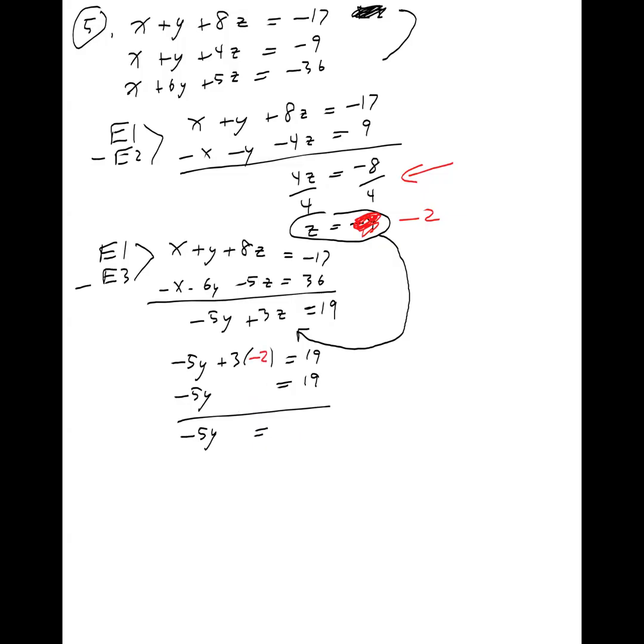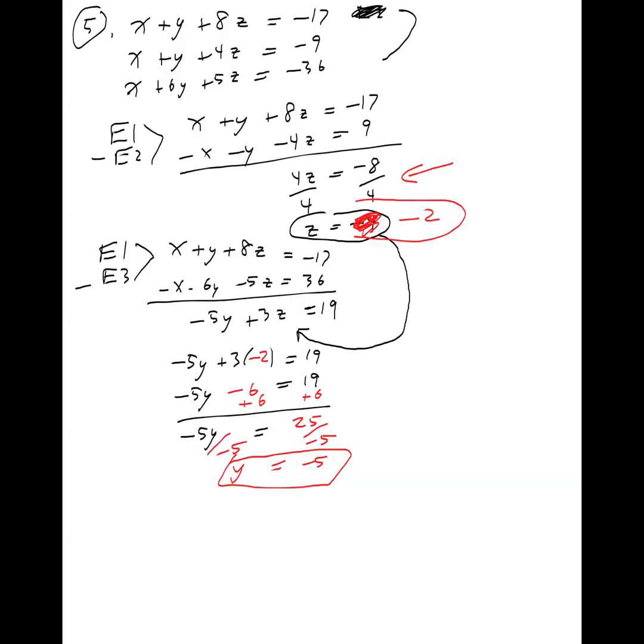So put in -2 for z actually. And then 3 times -2 is actually -6. And then to get rid of a -6, you'll have to add 6 to both sides. So 19 plus 6 is 25. Now you divide by -5. And then you get y equals -5. That's a lot better. So y is actually equal to -5. So that's the second answer. So the first answer is z equals -2, and then the second answer is y equals -5.